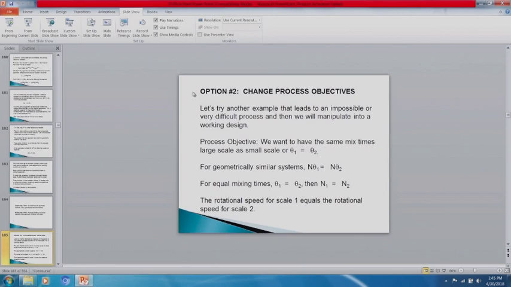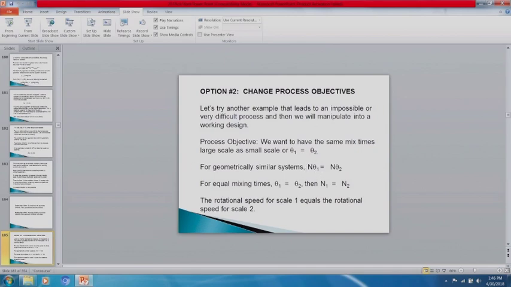Option two would be to change the process objectives. Okay, that's very important. Let's try another example. This leads to an impossible or very difficult scale up, and we manipulate it into a working design. Suppose on scale up, which is often the case, you want to mix the same on small scale as on large scale. Now, if we study mixing, we understand that what you should be dealing with is not mixing time, but mixing revolutions.